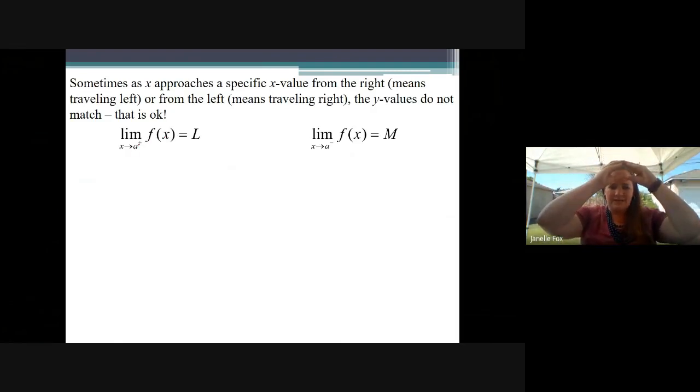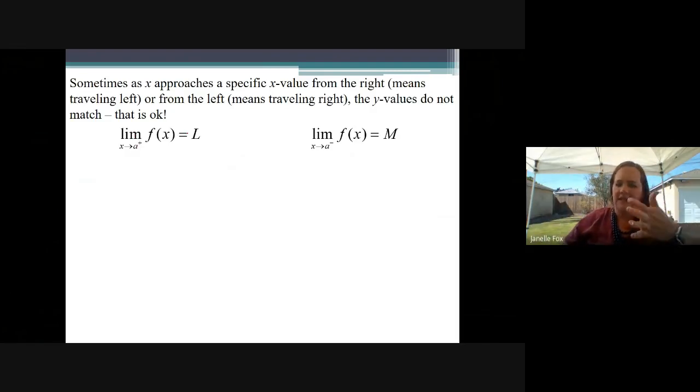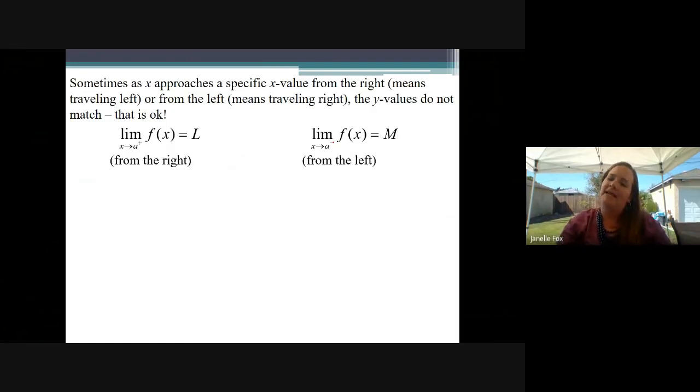Then f of x is going to equal some number. And then we might have the limit as x approaches a with a negative symbol in the exponent spot, and it means from the left of f of x is going to equal some number. The plus sign on a means from the right, and you say, the limit as x approaches a from the right. On the other one, you say the limit as x approaches a from the left.